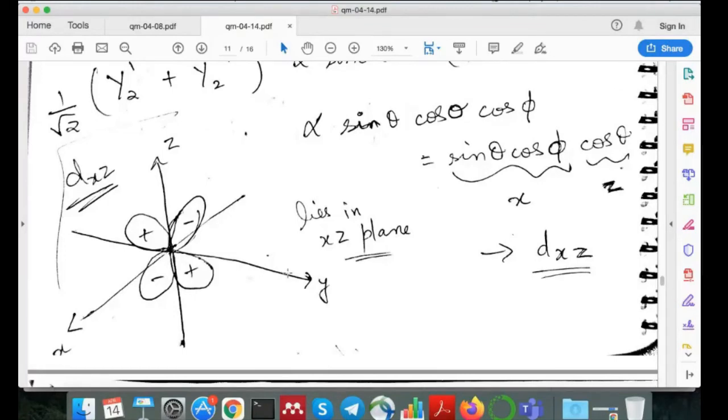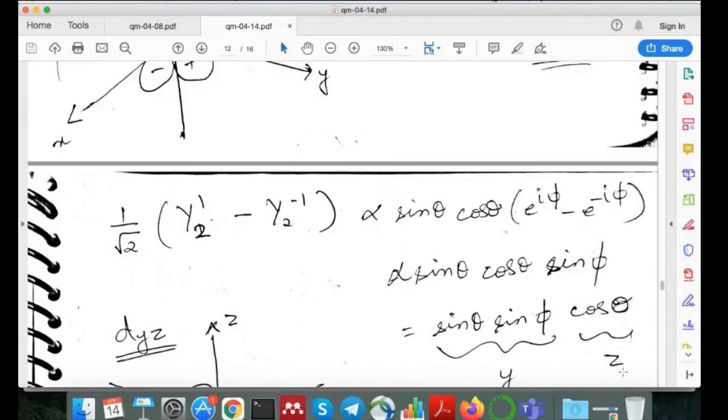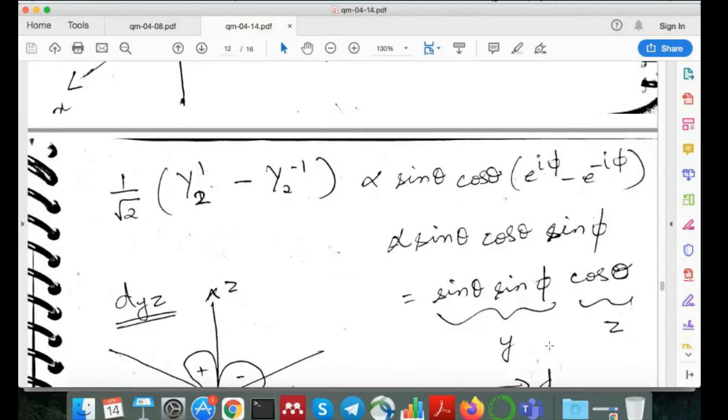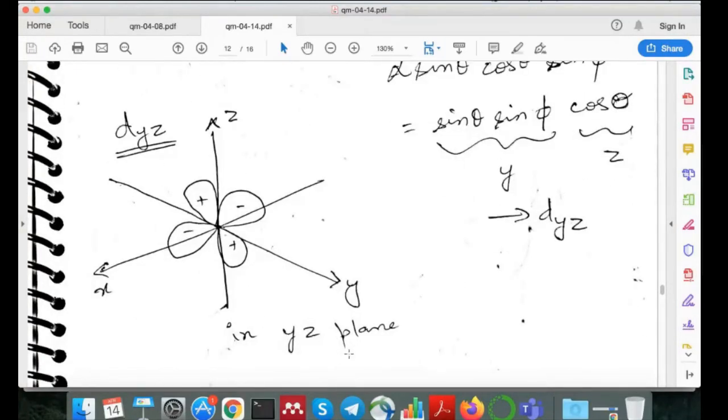Next we do the other linear combination, which is Y21 minus Y2,-1. This gives you sine theta cos theta into e power i phi minus e power minus i phi. This term is proportional to sine phi, so sine theta sine phi is your y, and cos theta gives you z. So this linear combination gives you your dyz orbital, and this cloud of electrons lies in the yz plane.